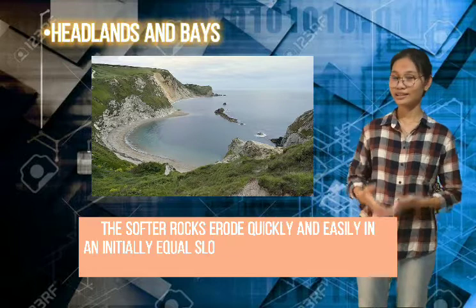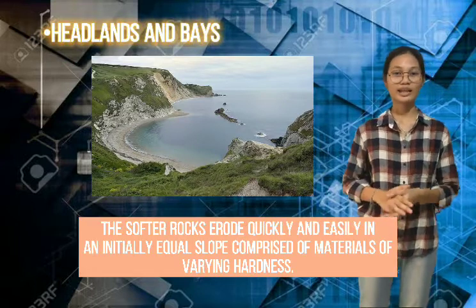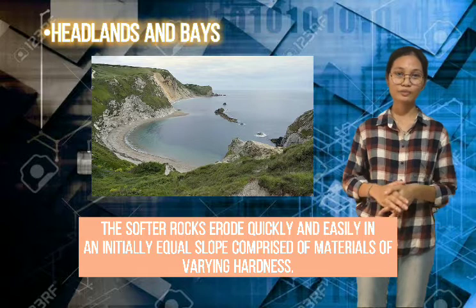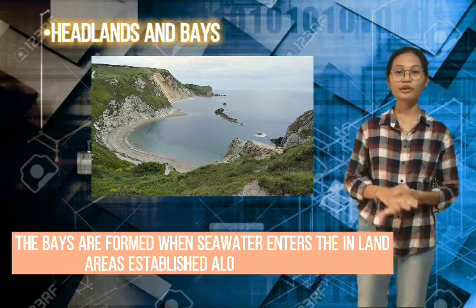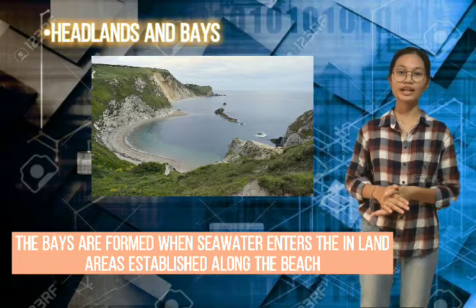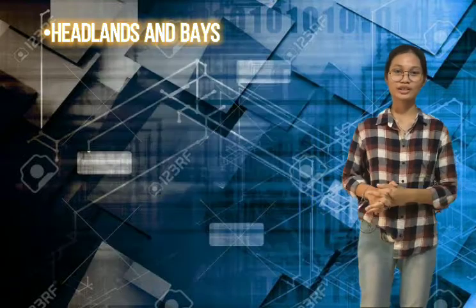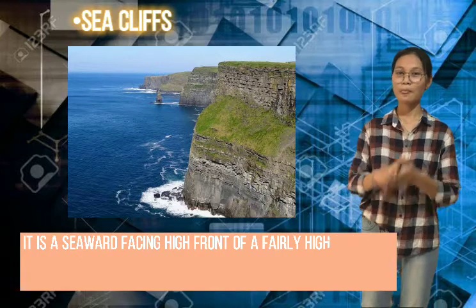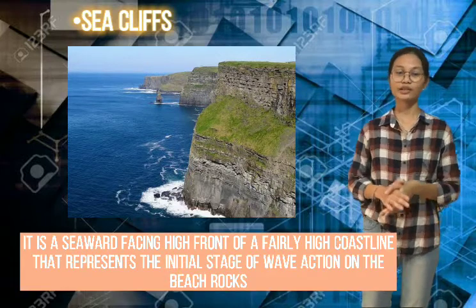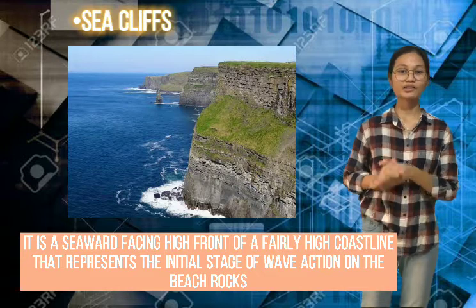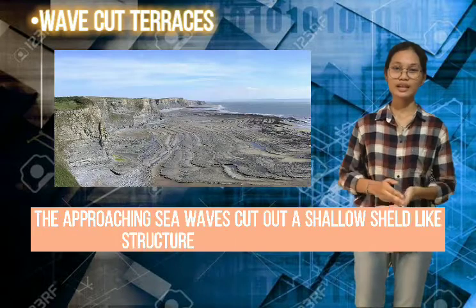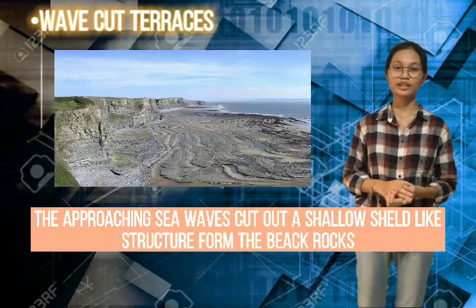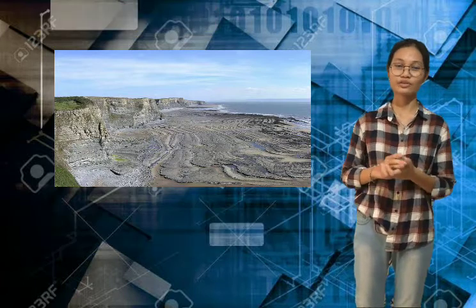Headlands and bays: softer rocks erode quickly and easily in an initially equal slope comprised of materials of varying hardness. The bays are formed when seawater enters the inland areas established along the beach. Next is the sea cliffs. It is a seaward-facing high front of a fairly high coastline that represents the initial stage of wave action on the beach rocks. Next, wave-cut terraces. The approaching sea waves cut out a shallow shelf-like structure from the beach rocks.